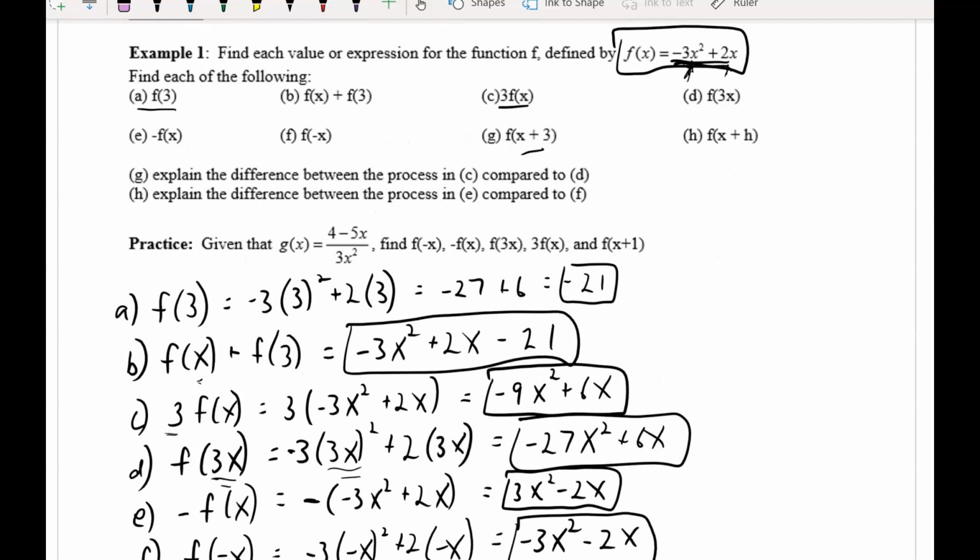So what I'd like you to do is give the practice problem a try. Now we're looking at a different function, and we're going to do these in pairs. I'm going to ask you to pause the video and see if you can get f of negative x and the opposite of f of x, and then we'll compare answers, then we'll do the next two.